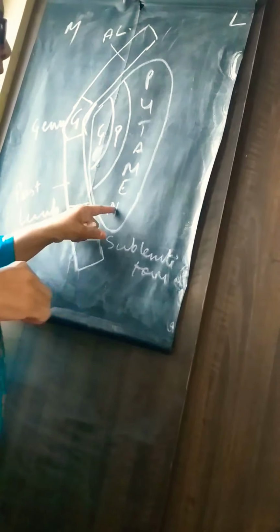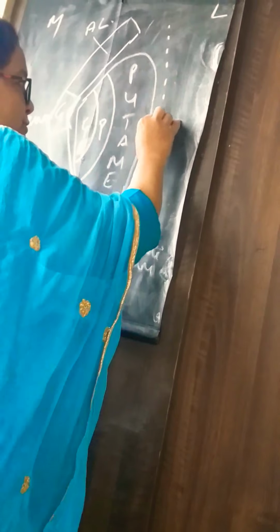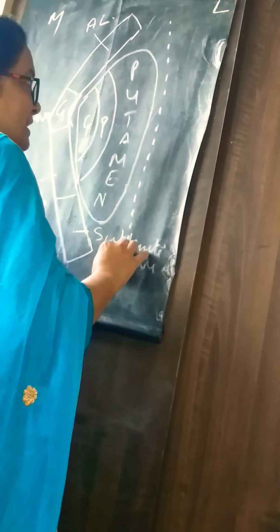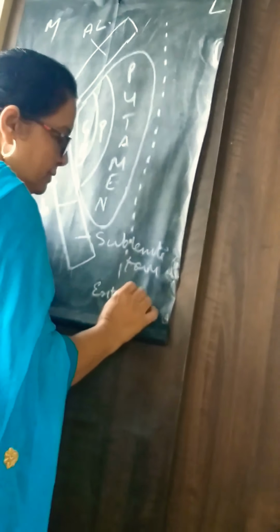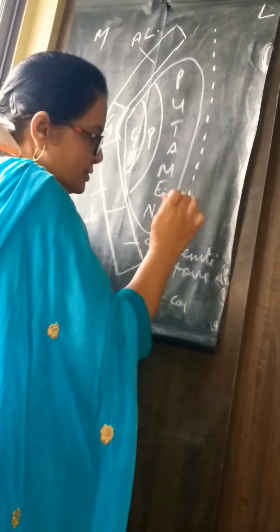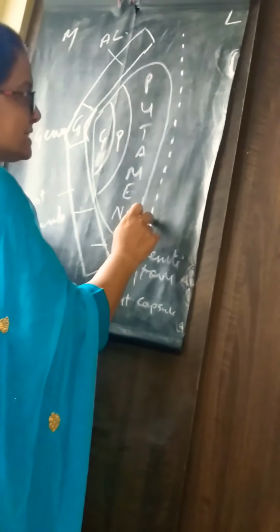This is the putamen. And outside of this lentiform nucleus there is the external capsule. See the structures as you will see them: this is the internal capsule, and there has to be an external capsule, isn't it? So this is the external capsule.